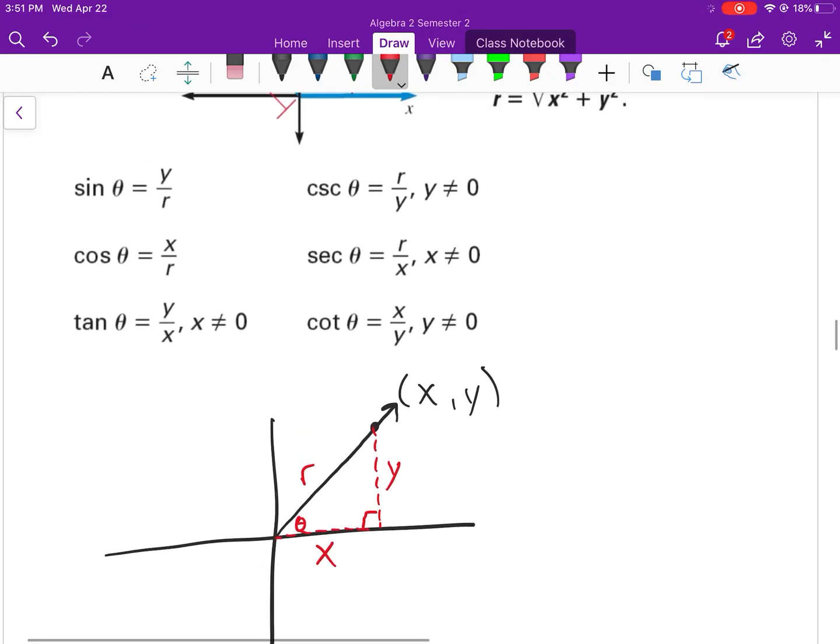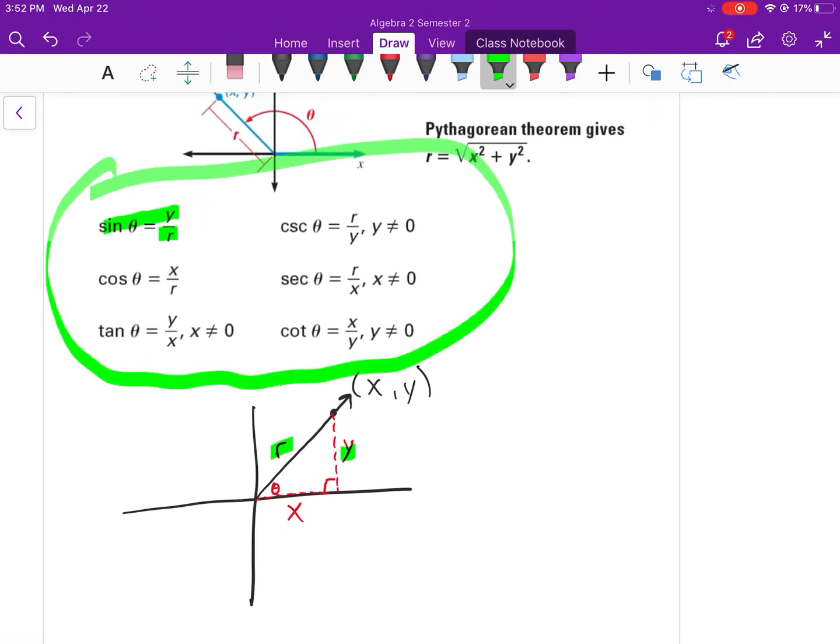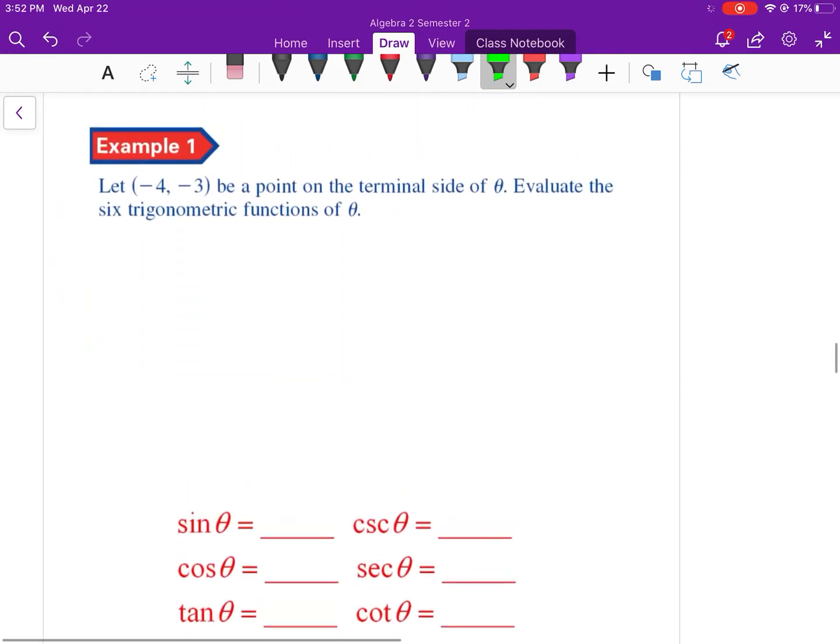Creating a right triangle is a big thing, and we have our angle there. Sine of theta is equal to y over r, since sine is opposite over hypotenuse. Cosine based off that picture is x over r, tangent is y over x, and then there are the reciprocals. If you know those or know how to get them, that's going to help you, especially when we start doing quadrantal angles.